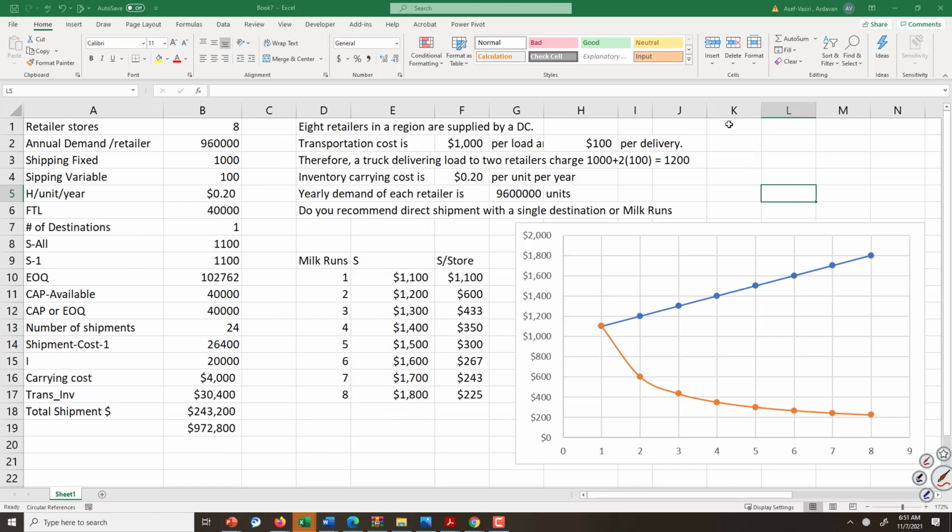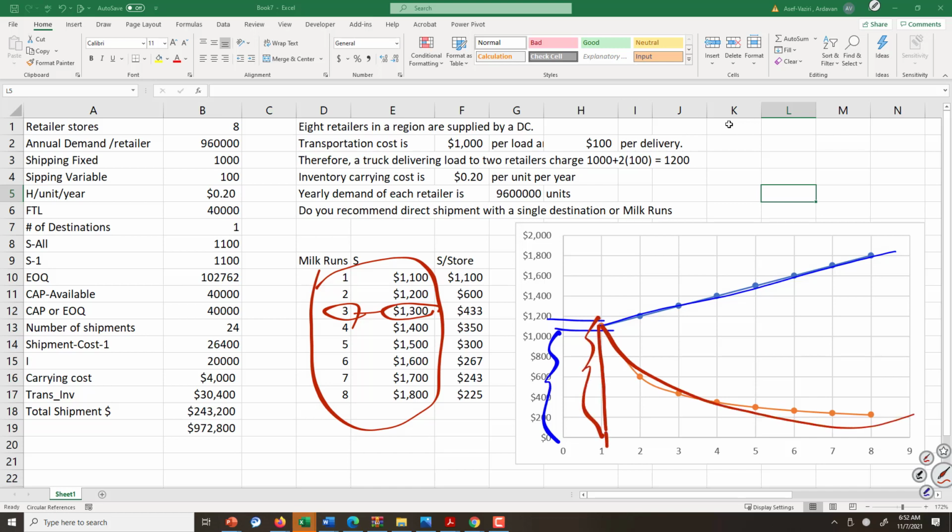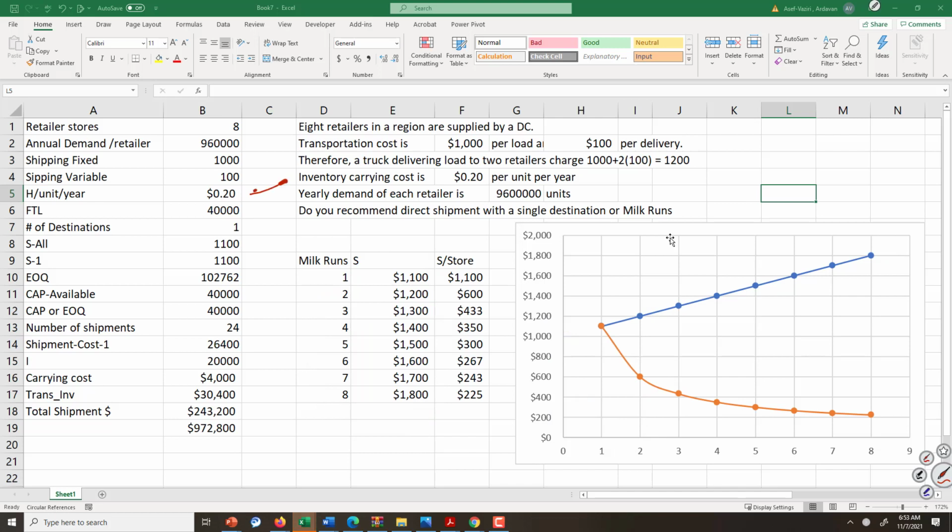If we draw the transportation cost based on the number of destinations, we will get a fixed cost of 1,000 plus a variable cost of 100 per destination. But if I divide this cost by the number of destinations to find out the cost of each destination, then the curve goes down like this. If you have 1 destination, shipping cost per destination is this one. 2 destinations, shipping cost per destination is this much, and this is for 3. There is a steep drop here, but gradually the curve gets closer to a flat shape. Inventory carrying cost is 20 cents per unit of product per year.